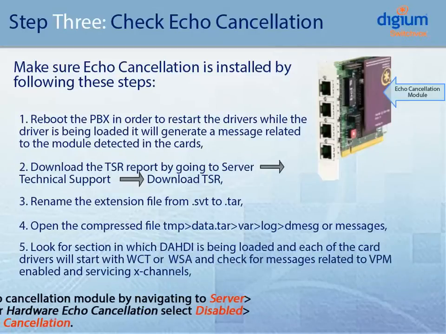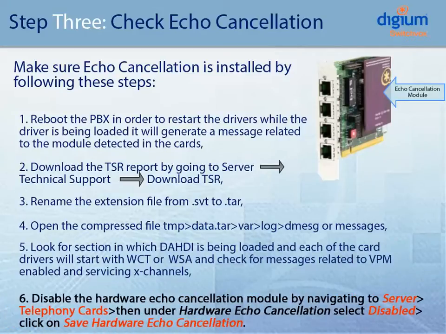Finally, you will need to disable the hardware echo cancellation module. You can do this by navigating to Server, Telephony Cards, then under the Hardware Echo Cancellation section, select Disabled, and click on Save Hardware Echo Cancellation. Keep in mind, this will restart your server and any calls will be dropped or lost.